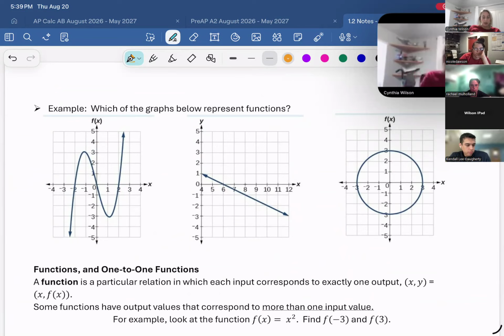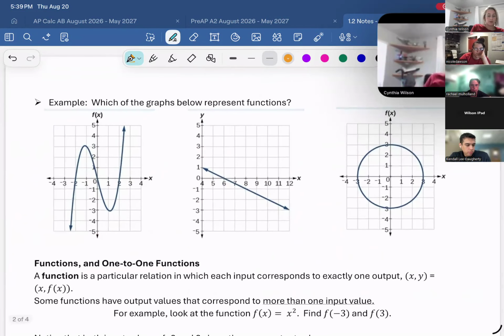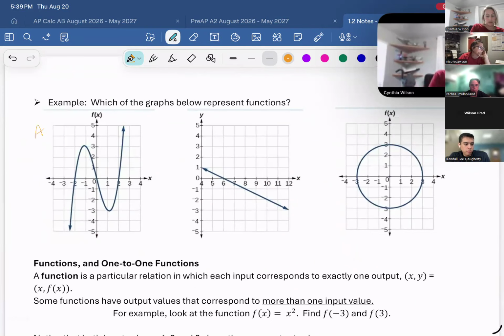All right, so I want to give you guys maybe a minute or so. I'm going to label this one as A, this one as B, and this one as C. In the chat, I want you to tell me which of these three graphs represents a function.